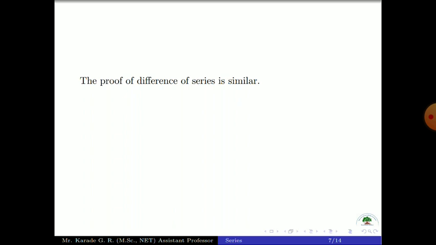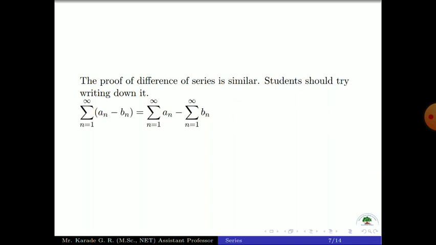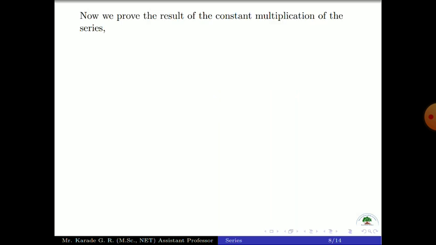The proof of the difference of series is similar to the proof of the addition of series. A student should try writing it down. So series (an minus bn) is equal to series an minus series bn. Now we prove the result of constant multiplication of a series.